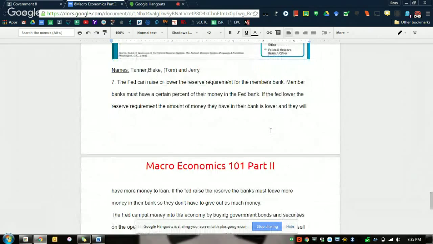All right, and the last thing here, they have a reserve requirement. The Fed can raise or lower this reserve requirement. And one way to think of a reserve requirement is they go to those 12 branches and they say, hey, you have to keep X amount of dollars in reserve just in case.